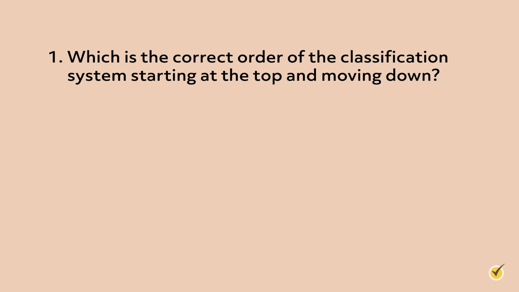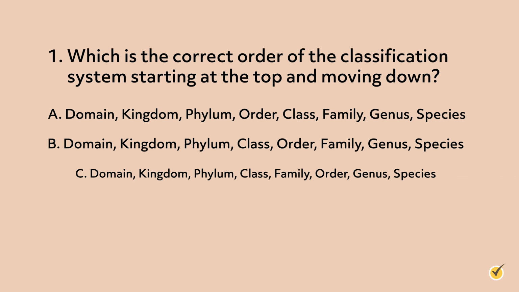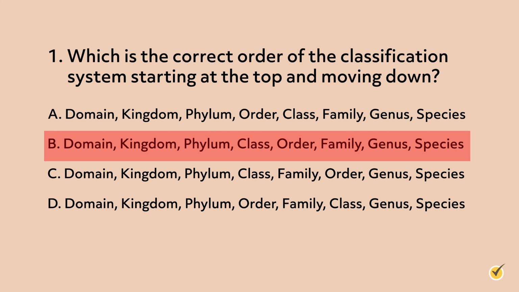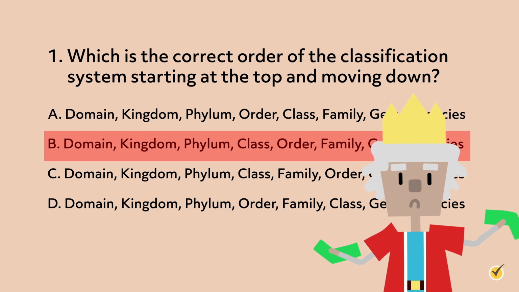Okay, now that we've covered how organisms are classified, here are a couple of review questions to test your knowledge. Number 1. Which is the correct order of the classification system starting at the top and moving down? The correct answer is B. Remember, the mnemonic we talked about, King Philip can only find green socks.